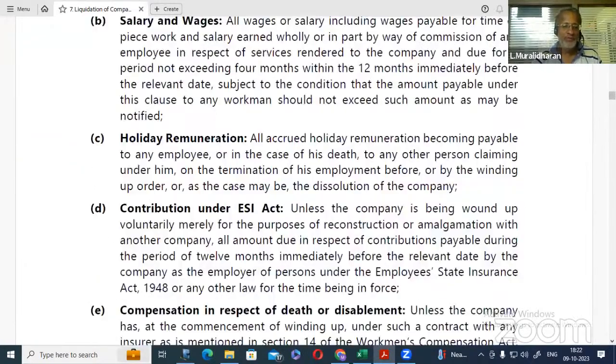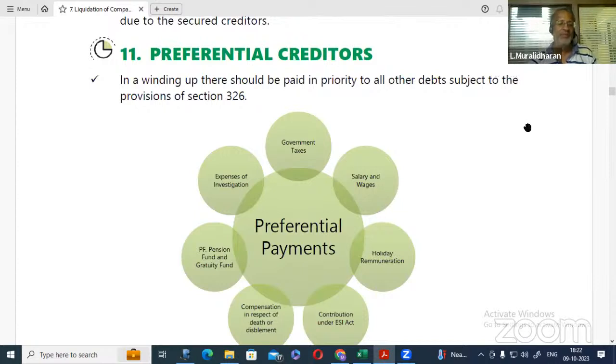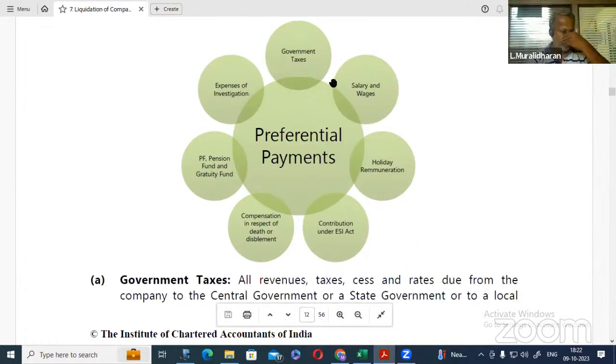Now, let us look into preferential creditors. Who are preferential creditors? Unless we know who all will be included, any discussion will remain incomplete. We will be thinking something else, whereas the meaning may be different. In a winding up, they should be paid in priority to all other debts, subject to the provisions of section 326. This diagram itself will bring out the matter. As I told you, salaries and wages. Then holiday remuneration. What do you mean by holiday remuneration? It sounds a little odd, but it is leave salary only. Contributions under employee state insurance. Then compensation in respect of death or disablement.